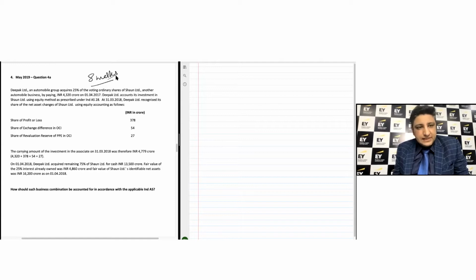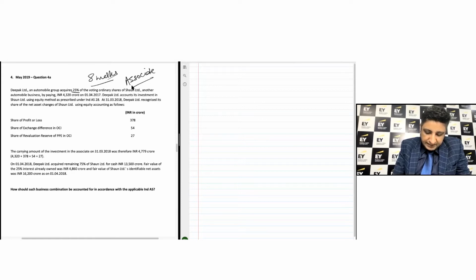The question suggests that Deepak Limited, an automobile group, acquires 25% of the voting ordinary shares of Sean Limited, another automobile business, by paying 4320 crores on 1st of April 2017. Deepak Limited accounts its investment in Sean Limited using equity method as prescribed under Ind AS 28. Now, this is where we, of course, expect it to be. So there's a 25% investment, which makes it an associate investment, right? And of course, the equity method would have been applicable.